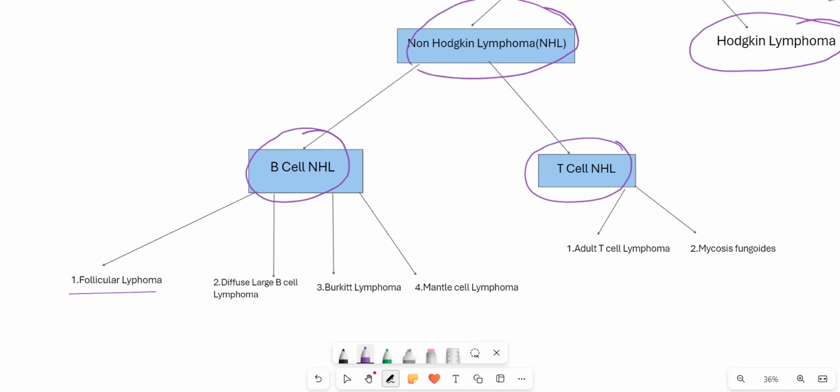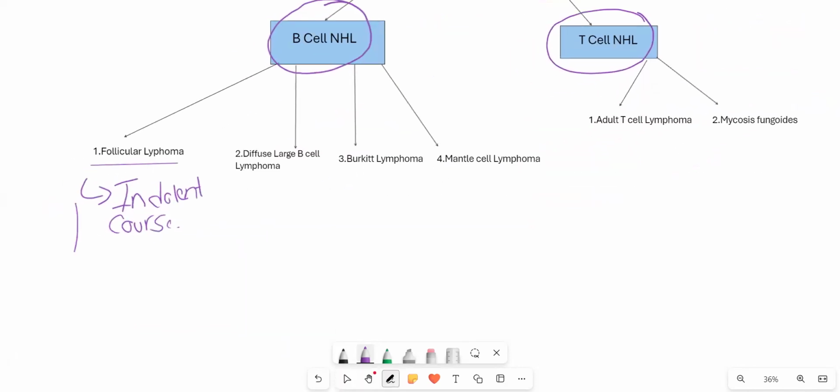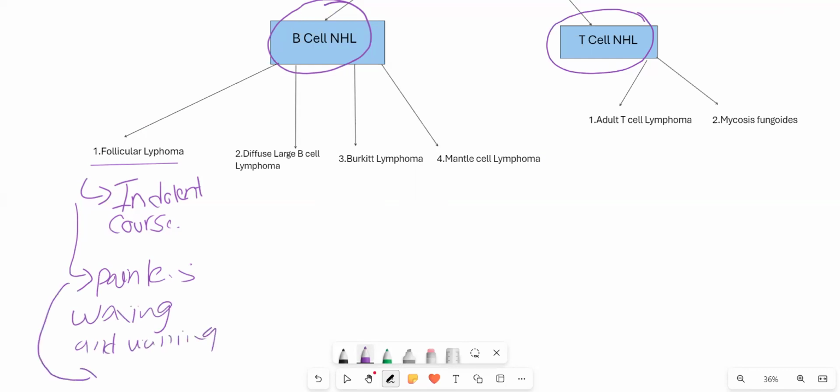Follicular lymphoma follows an indolent course, and it is a painless, waxing and waning adenopathy. It is cured with chemo. It's cured with radiation therapy.